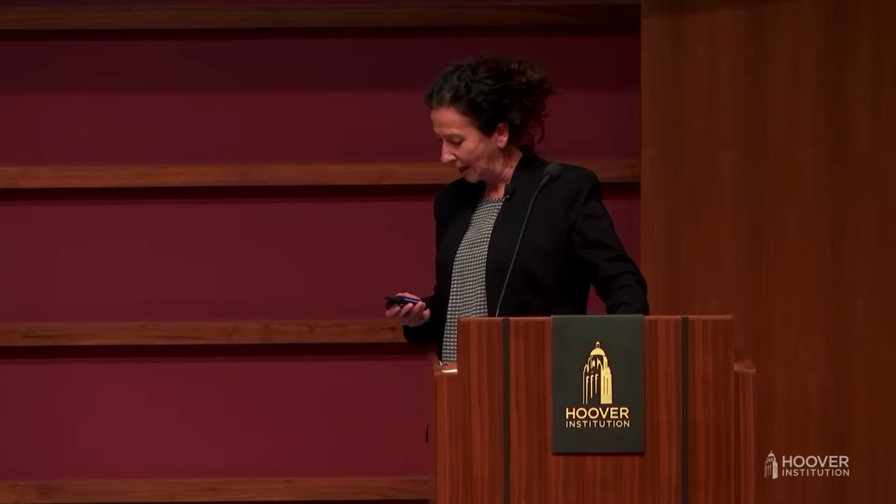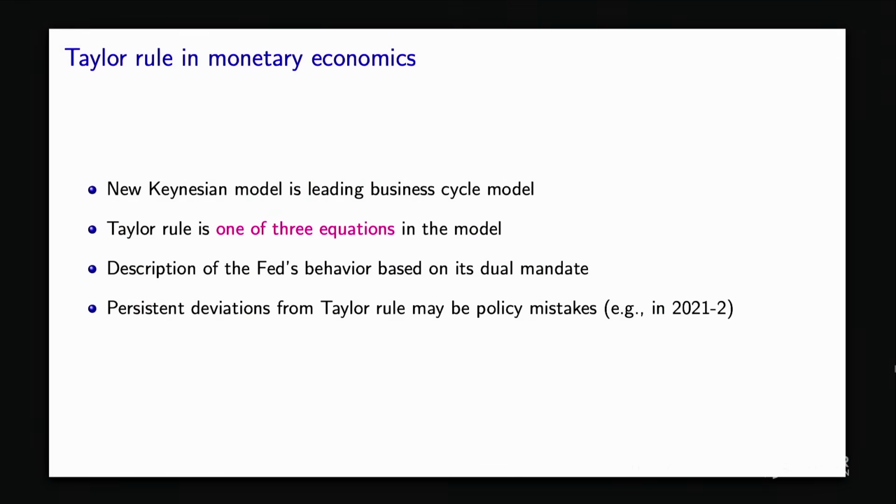So where is the Taylor rule important? The new Keynesian model is a leading business cycle model to think about monetary policy. The Taylor rule is one of only 3 equations in that model, so it's obviously very important. It describes how the Fed behaves based on its dual mandate, and it makes perfect sense. When you look at it, it seems like this is how you should be thinking about central banking.